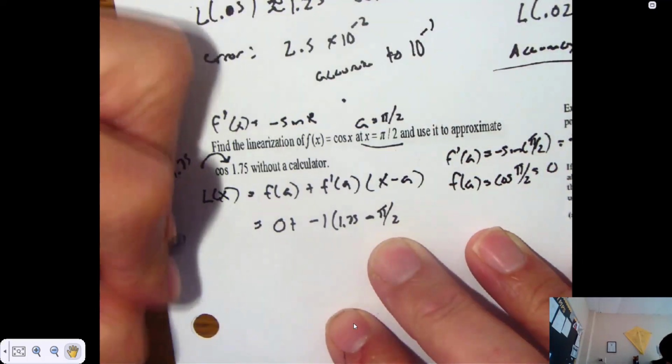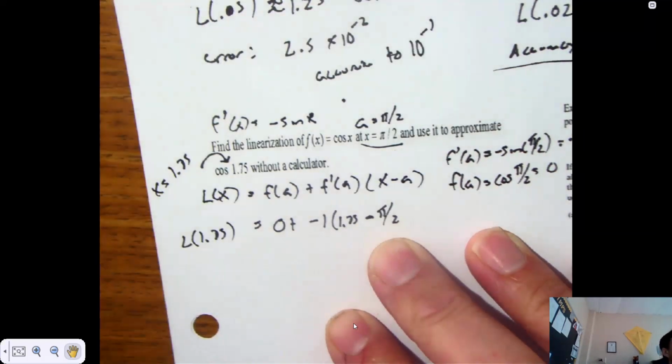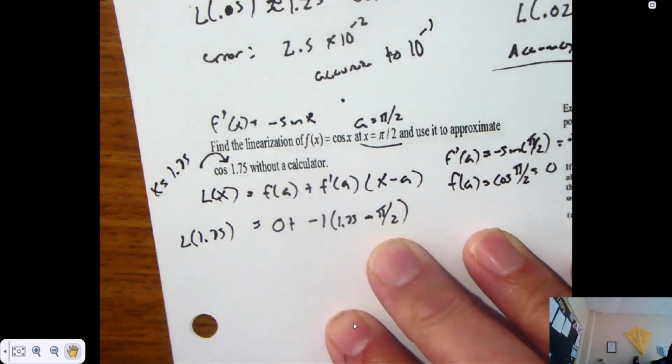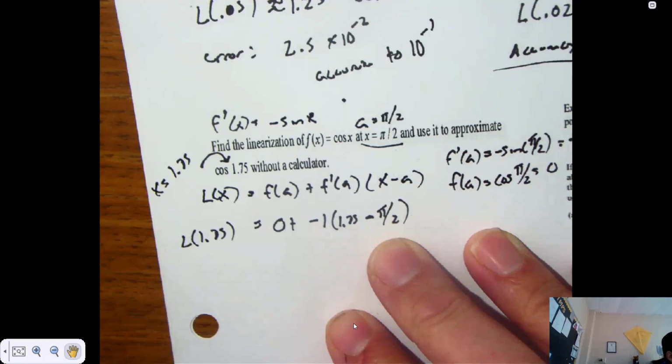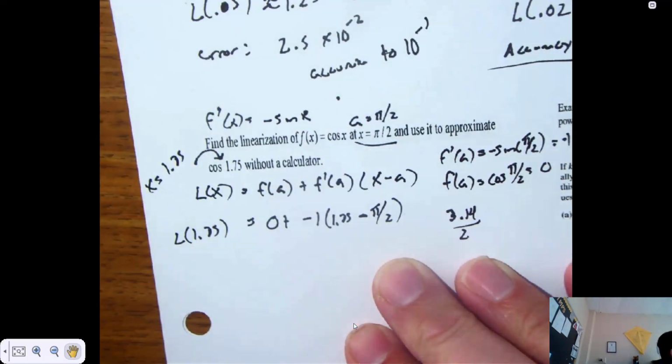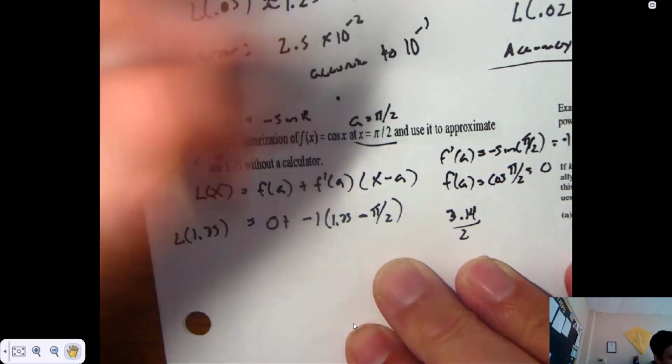So we are doing the linearization of 1.75 on this one. It's kind of funny they say without a calculator, but I guess we can just kind of use pi. I mean, everybody knows pi is 3.14, right? So we're going to figure out what 3.14 over 2 is. I think I already told you guys what it was. 3 divided by 2 is a half. 0.14 divided by 2 is 0.07. I think I actually said it wrong. I think it's a 1.67. It's a 1.57.